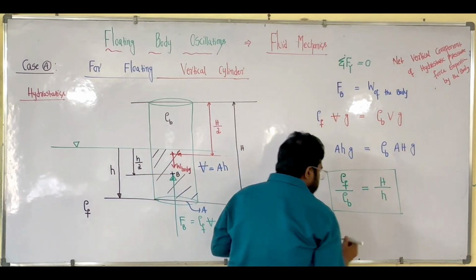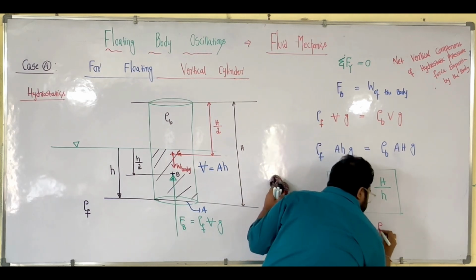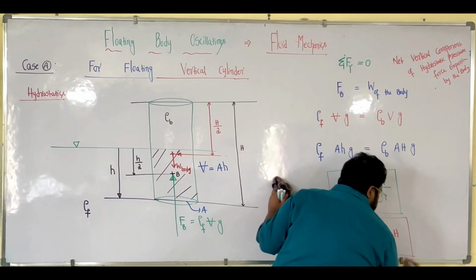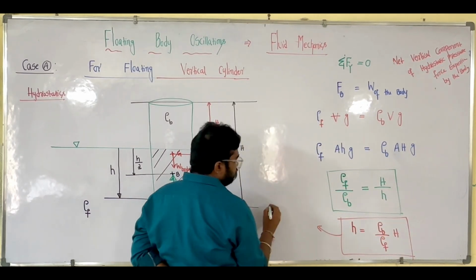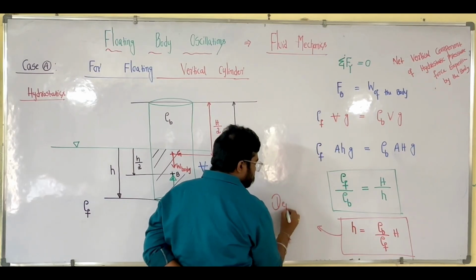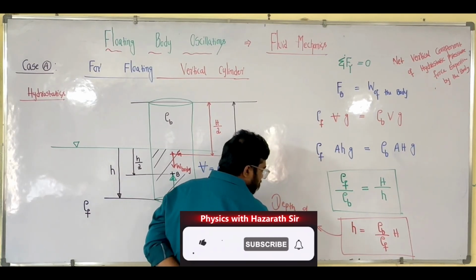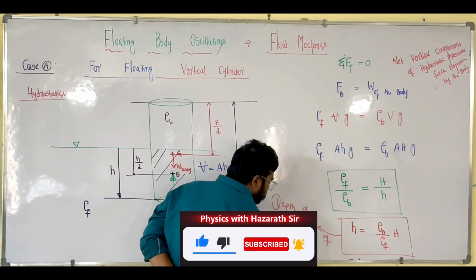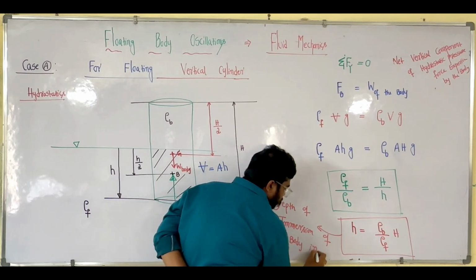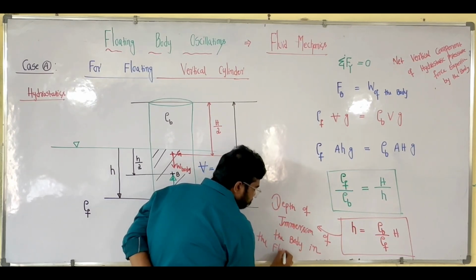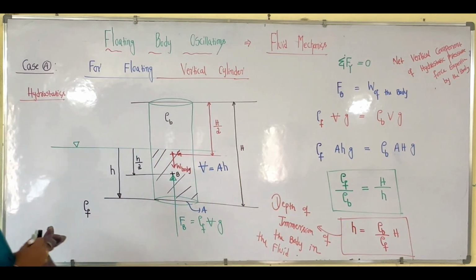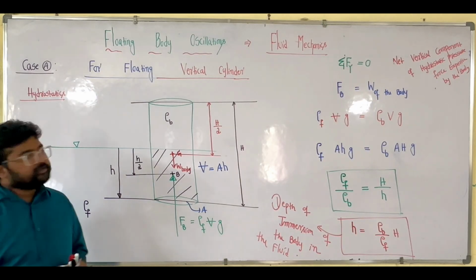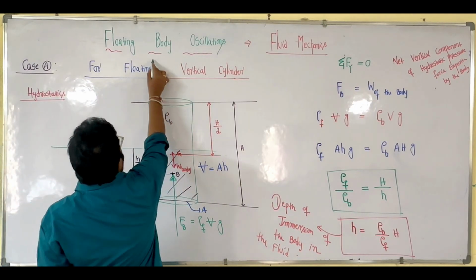What is the small h? Small h can be written as density of the body by density of the fluid into capital H. This is the depth of immersion of the body in the fluid. Floating body means what? A body partially immersed in the fluid.